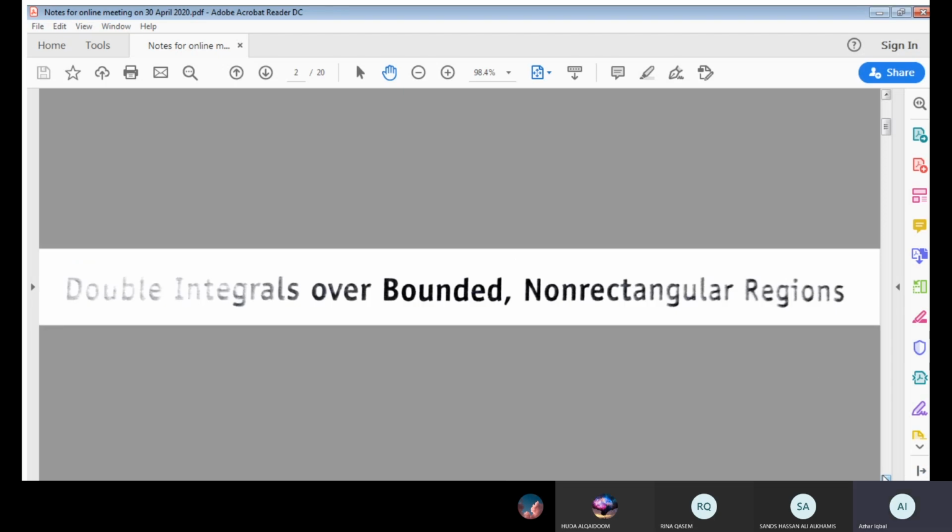It will be the double integrals over bounded non-rectangular regions. So when I say bounded, it means that we are not considering regions, for instance, in the XY plane, which are infinite in extent. So these will be bounded regions. You can say they are finite bounded regions, with non-rectangular boundaries.